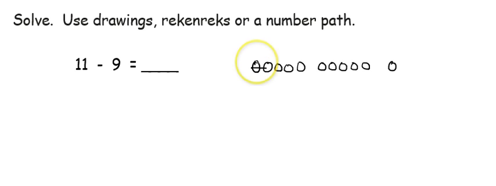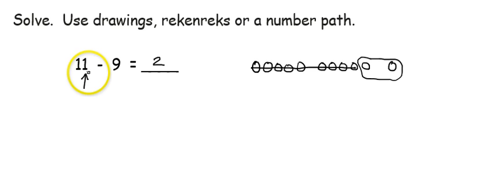So I cross off 5 and then 4 more. That's the 9 that I'm subtracting, and I'm left with 2. So 11 minus 9 is 2. The pattern that we discussed was, if you look at the number in your ones column, when you subtract 9, your answer is going to be 1 more than that number, and that holds true with this pattern. 2 is 1 more than 1.